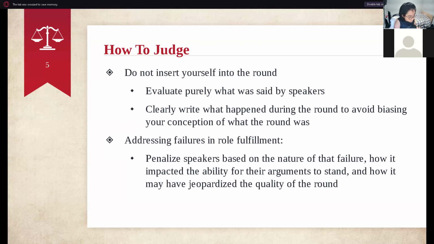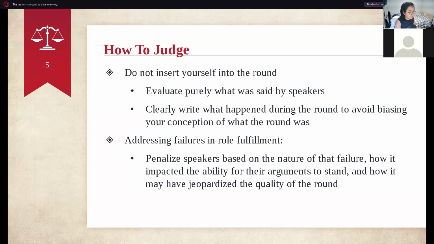The next point is addressing failures in role fulfillment. You want to penalize speakers based on the nature of that failure, how it impacted the ability for the arguments to stand, and how it may have jeopardized the quality of the round. For example, the clearest case: say you're evaluating the opening government team, and the prime minister failed to give a proper model, and as such the debate became very messy, and it was very hard for you to evaluate the opening government's arguments in the round. If that's the case, then you should penalize them on those aspects.